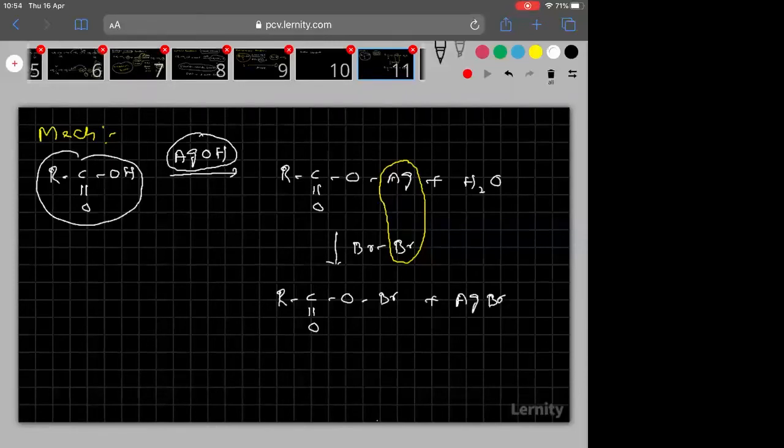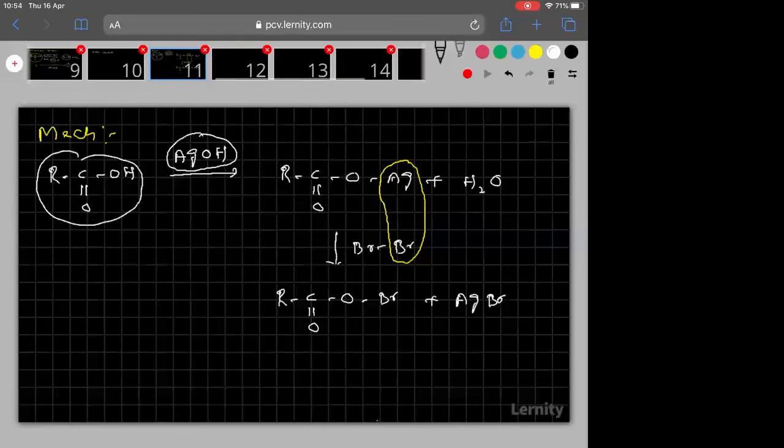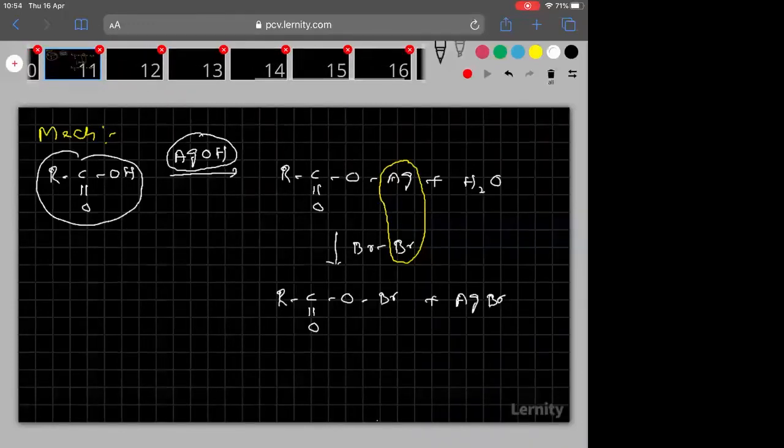R. Hello. Vishnu sir. Hello. Hello. Vishnu sir.